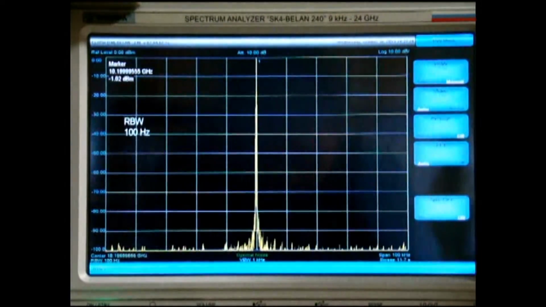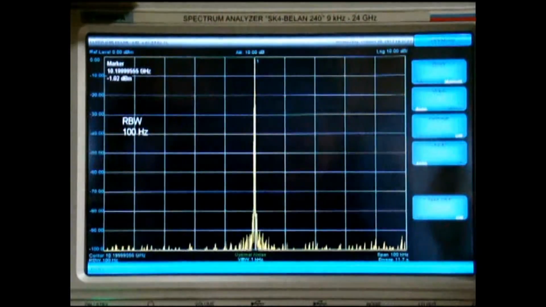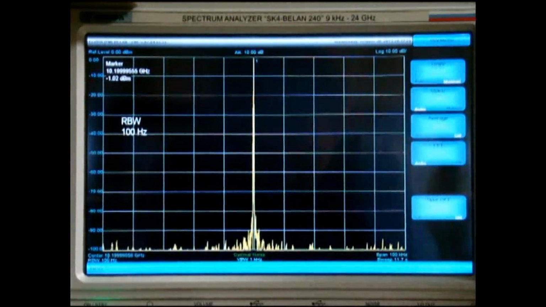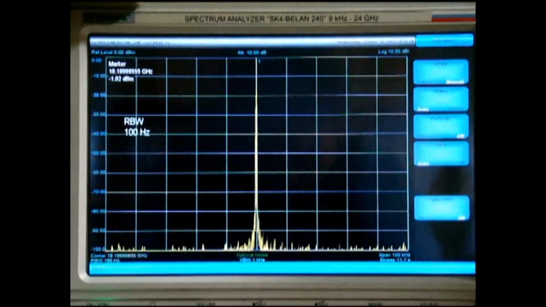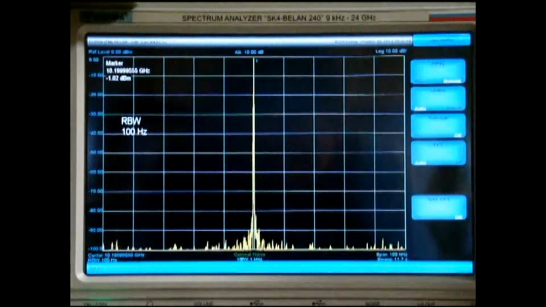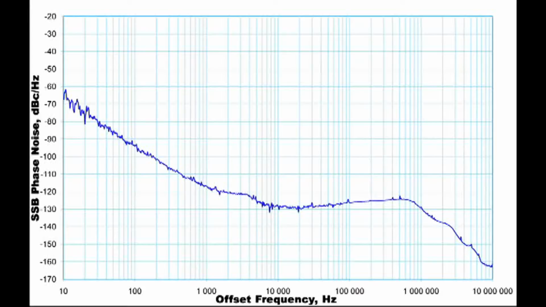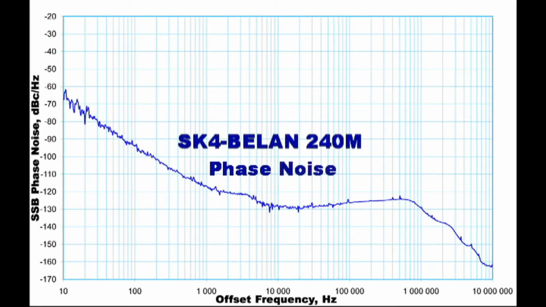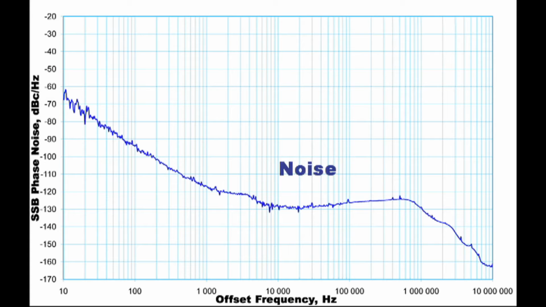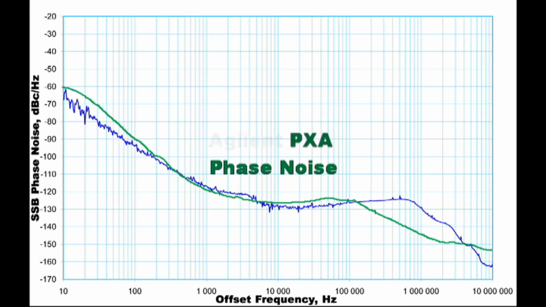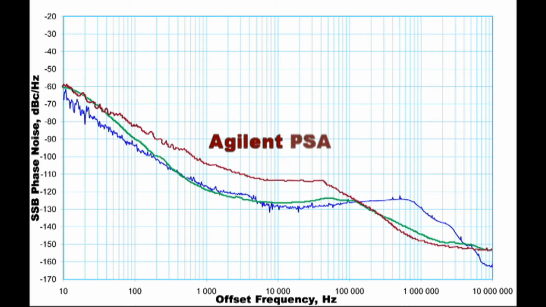What we see here is a single tone dynamic range in excess of 100 dB, which is quite a solid figure for a 10 GHz carrier. This figure reflects a 10 dB difference in the inherent phase noise level between the two spectrum analyzers. The phase noise of Belon 240M is roughly the same as an Agilent PXA and is definitely better than an Agilent PSA.